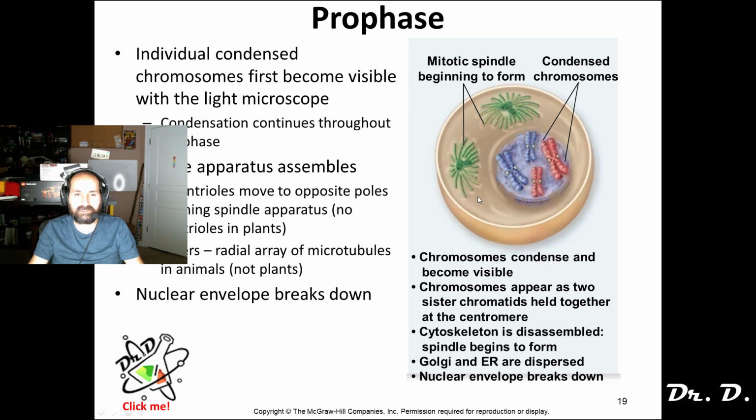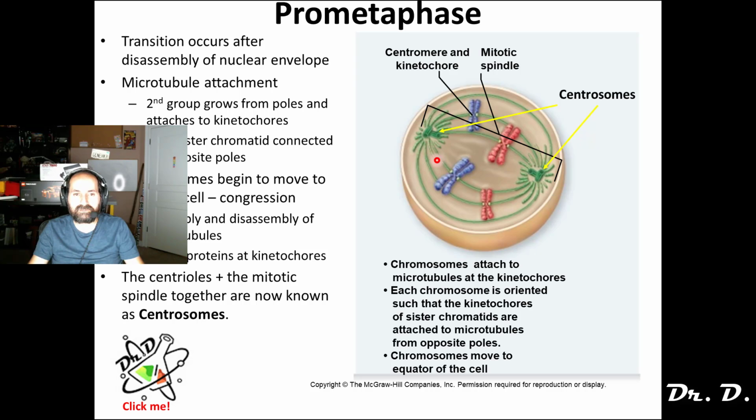So do you see what happened there? During prometaphase, microtubules from the centrosomes are attaching to kinetochores on opposite sides of the sister chromatid pair. And at this point, do you see these sister chromatid pairs? They start making their way to the center of the cell. Have they made it to the center of the cell? No, but they're making their way there.